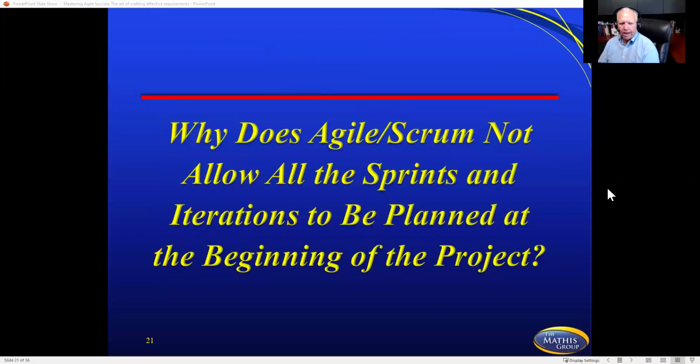So why does Agile or Scrum not allow all the sprints and iterations to be planned at the beginning of the project? This question came up in a Scrum class I was teaching, and I just smiled, because if we do this, you're turning a Scrum project or an Agile project into a traditional project that's run on basically phases. Because what's happening is you're taking a 4-week phase and you're planning all of those out. And yet we will see people try to do that with Agile or Scrum, and it has nothing to do with that. You do not want all of that.